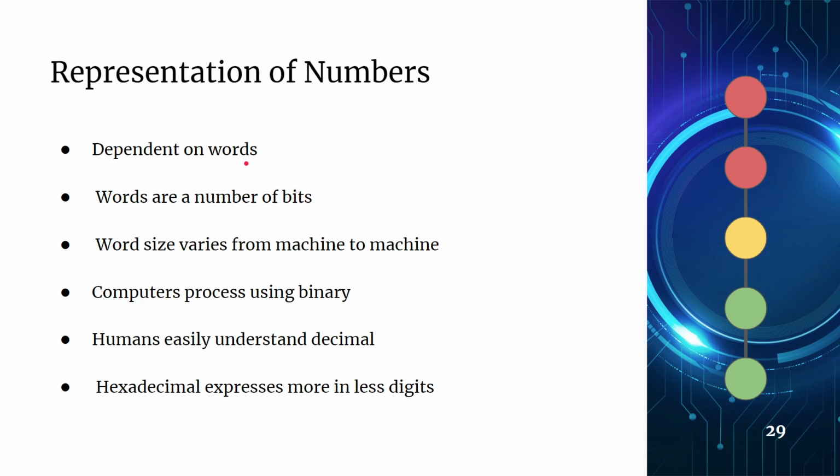By saying that representation of numbers is dependent on words, I need to explain what words are. The one word answer is: a word is a number of bits. For example, if I have 3 bits, I can express from 0 to 7. If I have 2 bits, I can express from 0 to 3. Suppose I am given permission to express numbers using 2 bits.